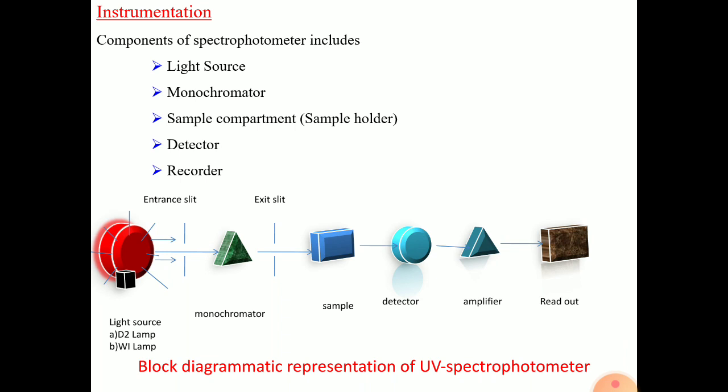Here the monochromator, as the name suggests, mono means singular, specific, single or one. So the function of the monochromator is to convert the polychromatic light to monochromatic light. Out of the many wavelengths present, the monochromator selects the appropriate single wavelength of light. So that is the monochromator, which converts polychromatic light to monochromatic light.